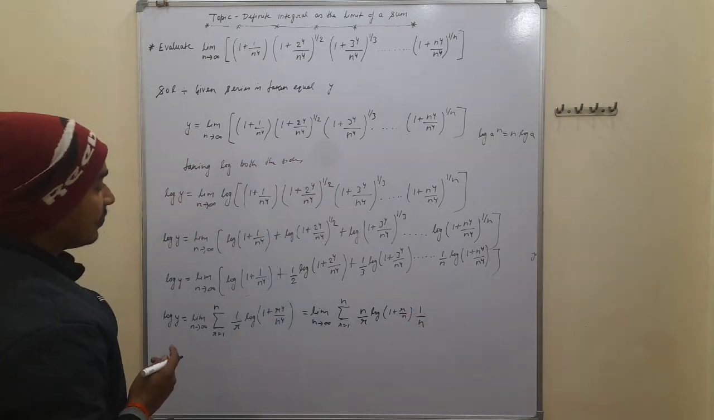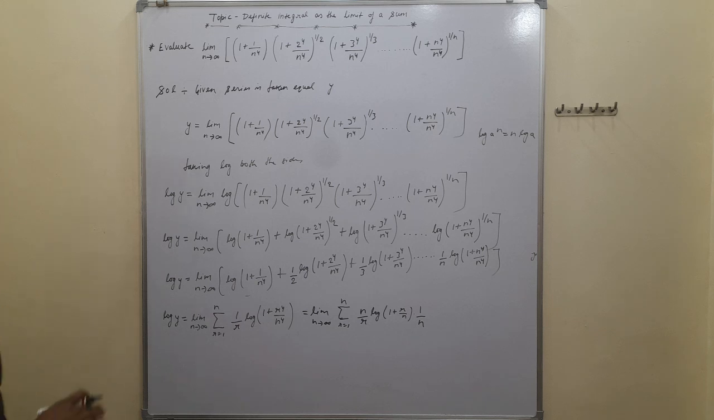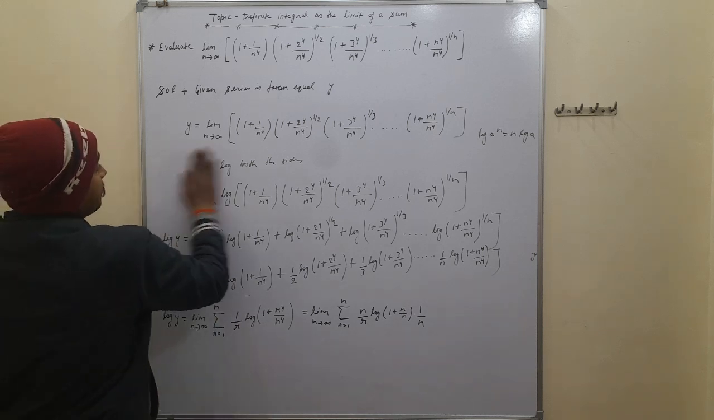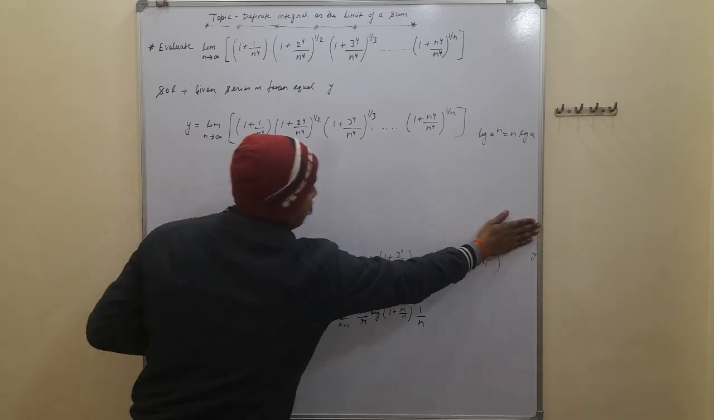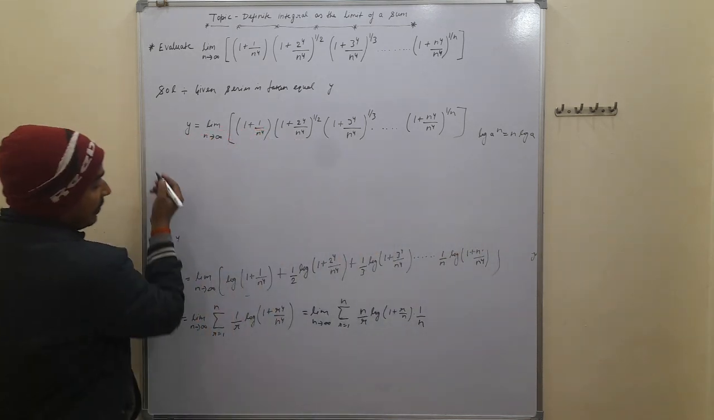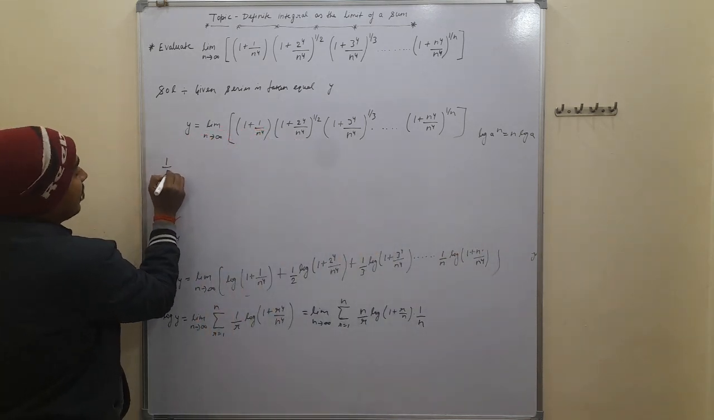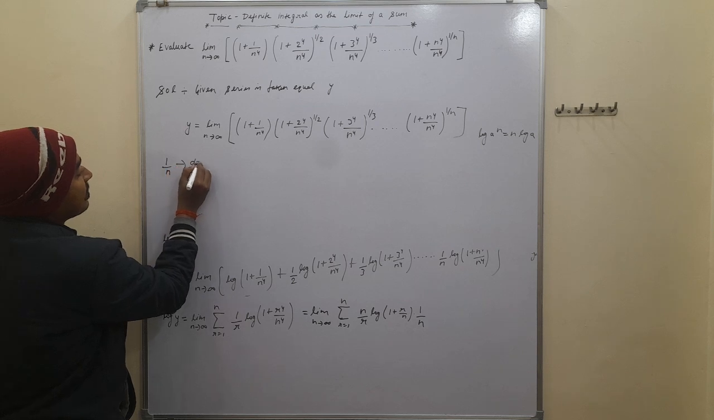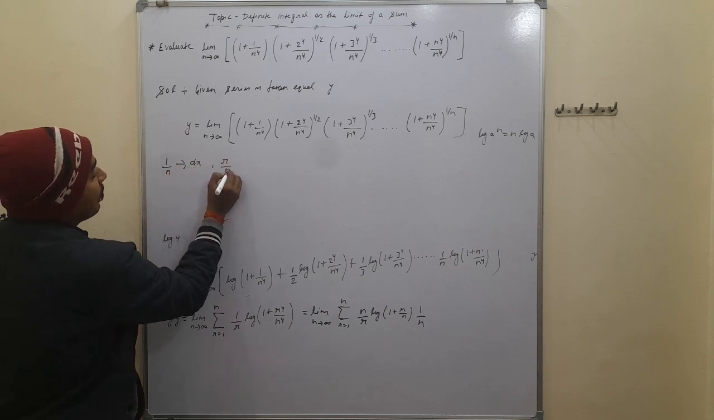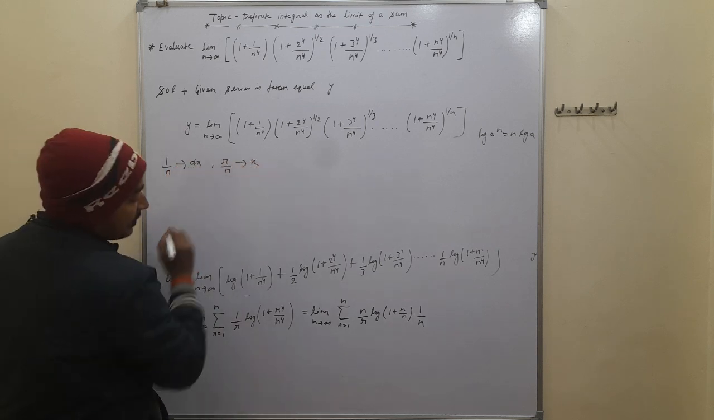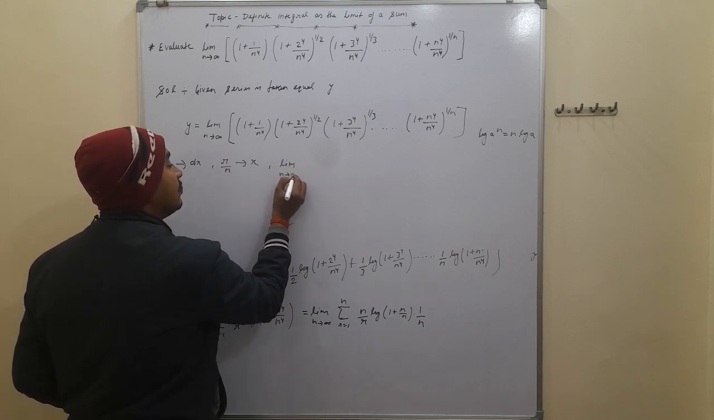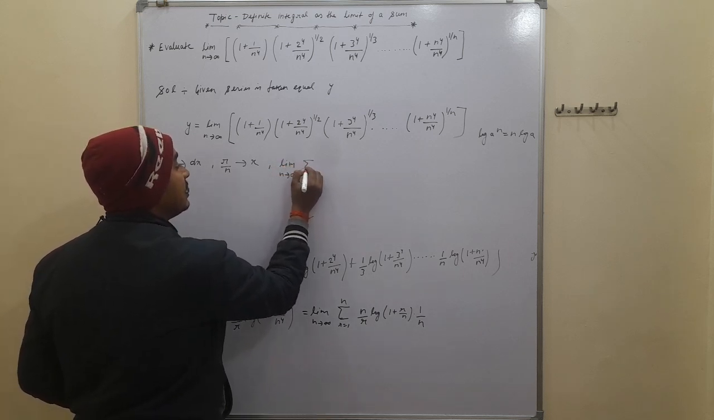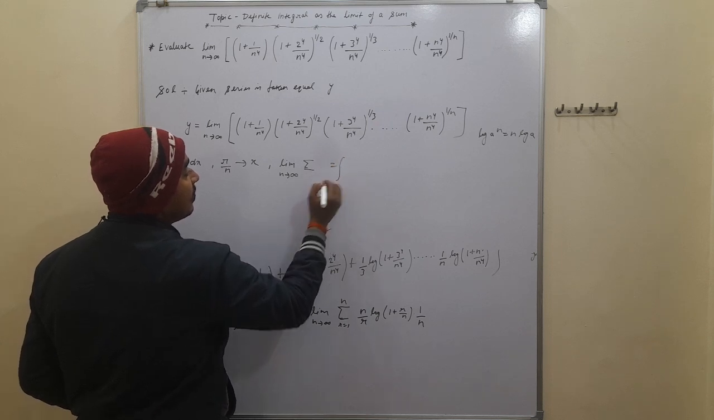And we know that in the definite integral as a limit of sum, when solving, we can write in place of 1 by n, this is given by dx, and r upon n is written as x, and limit n tends to infinity, and this summation is given by the integral limit here.